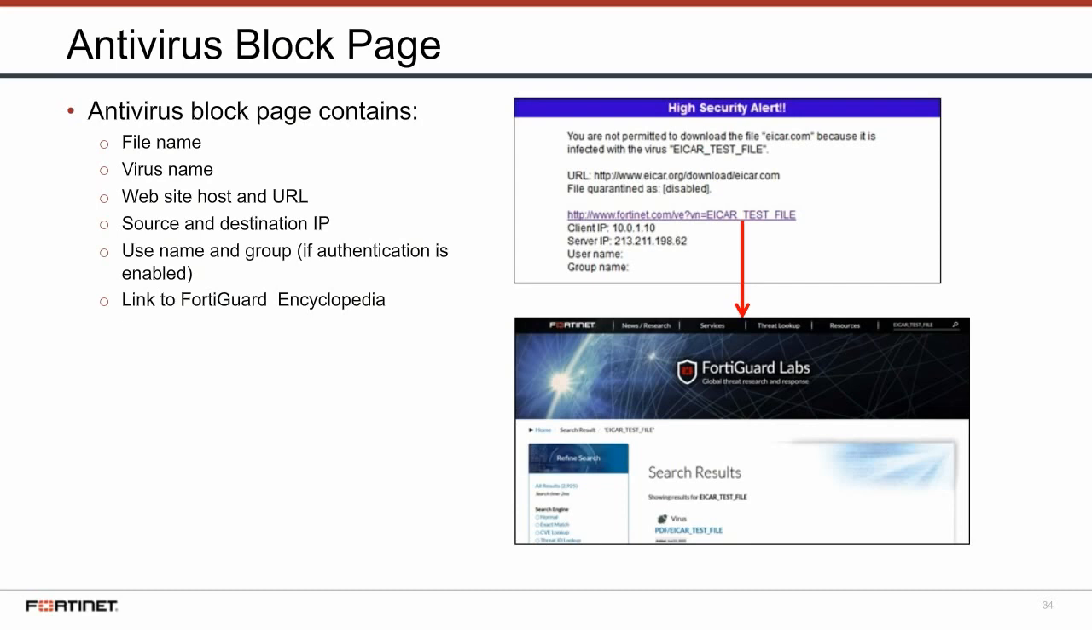The block page includes the following: file name, virus name, website host and URL, source and destination IP, username and group if authentication is enabled, and a link to the FortiGuard Encyclopedia, which provides analysis, recommended actions, if any, and detection availability. You can go directly to the FortiGuard website to view information about other malware and scan, submit, or do both with a sample of a suspected malware.